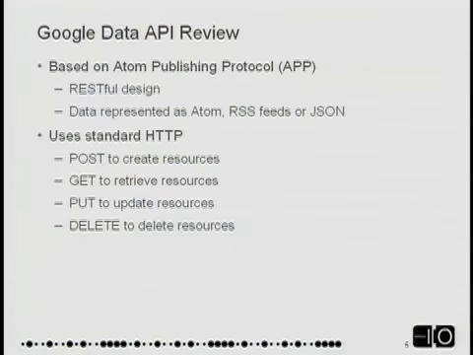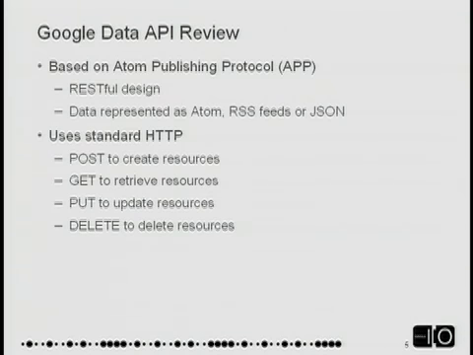For those of you who don't know it or who need a refresher, Google Data APIs are based on the Atom Publishing Protocol. They use a RESTful design, so that means that basically you can use pretty much any HTTP stack to deal with the API. And the data that comes back, or that you send to us, is typically represented as an Atom XML feed, an RSS XML feed, or you can use JSON as well.